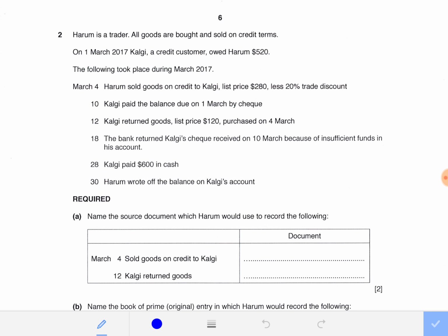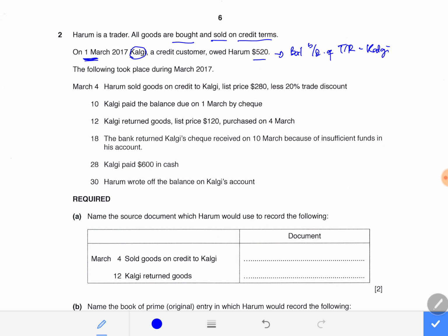Harum is a trader. All goods are bought and sold on credit terms. On 1st of March 2017, Kalgi, a credit customer, owed Harum 520. Remember, if a question gives you the first date of the month, it will always represent your balance b/d. Balance b/d of trade receivables, Kalgi.